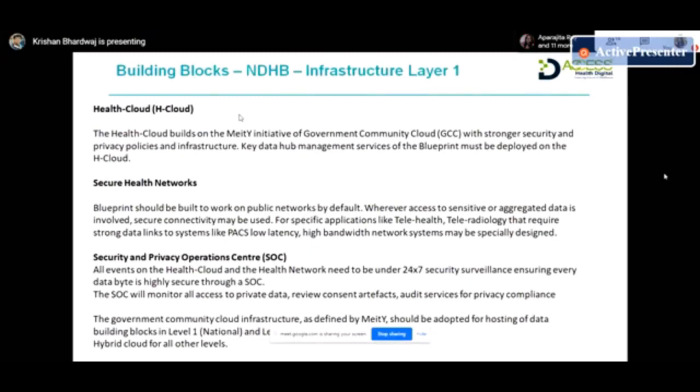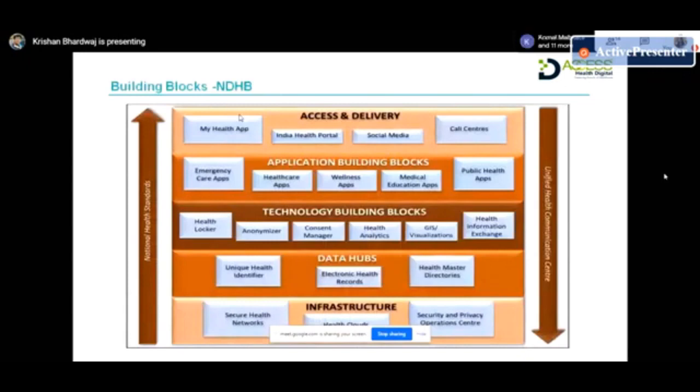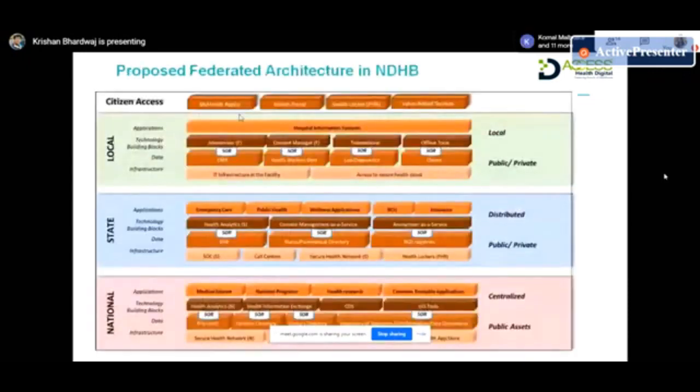So the first layer, the bottommost layer of the NDHP, is the infrastructure layer. As I showed you here, even in this layer, national, state, or local, all the layers have the same layered approach and building blocks. You have the same infrastructure, data, technology, and application building blocks at all the four layers. Only there can be multiple permutations and combinations and usages of those building blocks. It can be different.